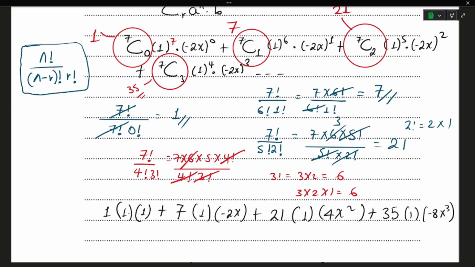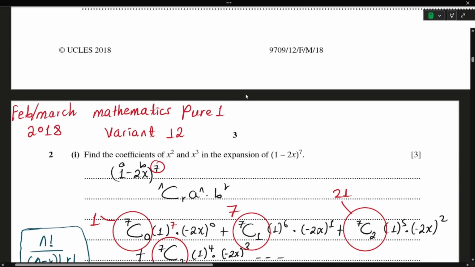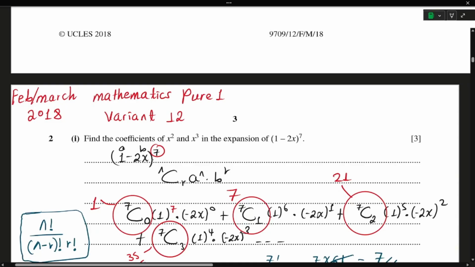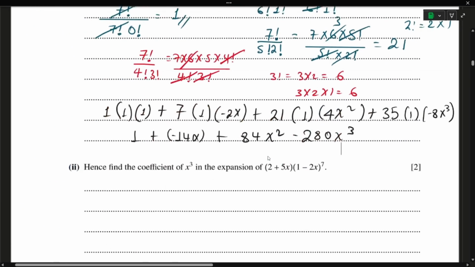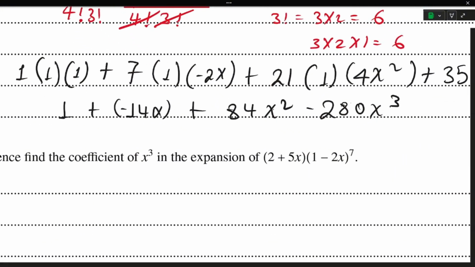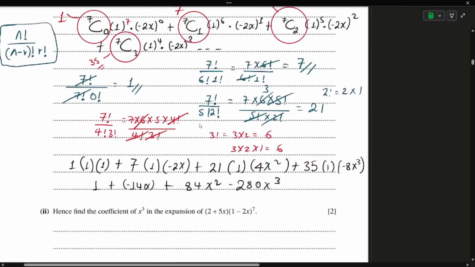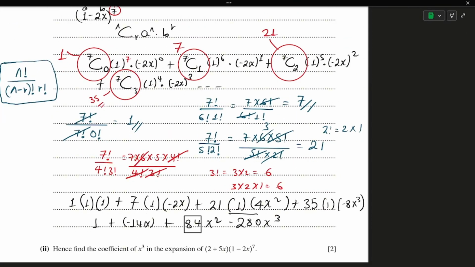That is minus 8x cubed. Okay, good. Now we will have 1 minus 14x plus, when we multiply this one, it will give us 84x squared, and this one will give us, by multiplying, negative 280x cubed. Now the question only asked us to find the coefficient of x squared and x cubed. That's what we want. So the coefficients of x squared and x cubed are 84 and minus 280. We can write it somewhere, we don't have space over here. These two are the coefficients of x squared and x cubed.